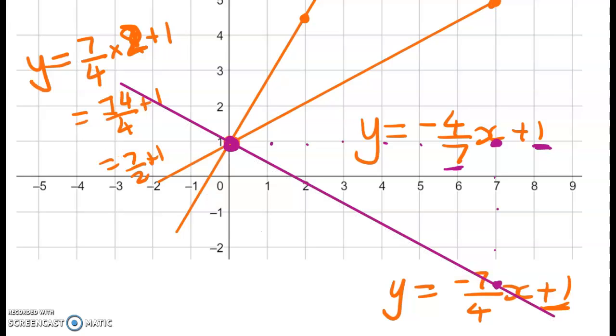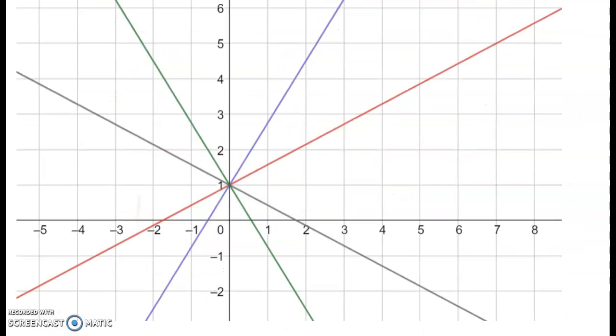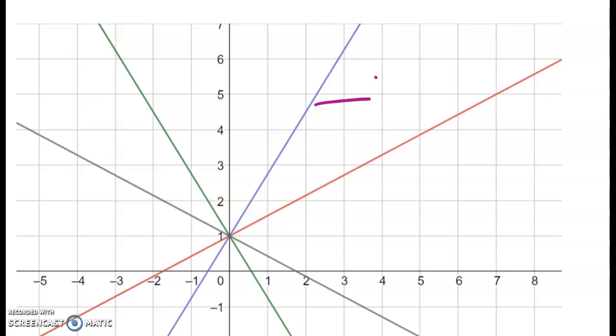So that's that line. And the last one is negative 7/4x plus 1. So same idea. I'm going to show you the graphs done in GeoGebra, and you can check your work against them. So there we go. You can see that this is the one with a gradient of 7/4, and this is the one with the gradient of negative 7/4.